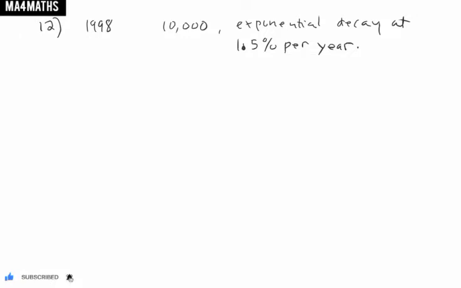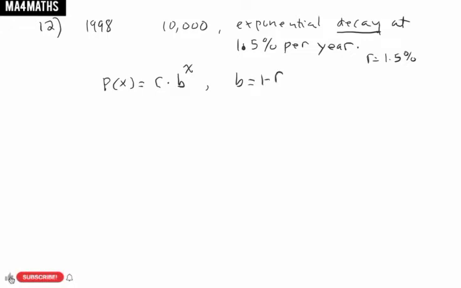The best way to think of these problems, the first step should be to find the model. So the formula I give you, and I'm going to write P of X, P as in population, is C times B to the X, where B is equal to, well, if this is a decay, what is B equal to in terms of R? 1 minus R. Nicely done, 1 minus R. And of course, R would be, so we want to have 1.5 over 100, 0.015. Are we okay with that?